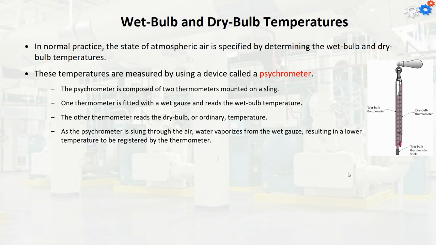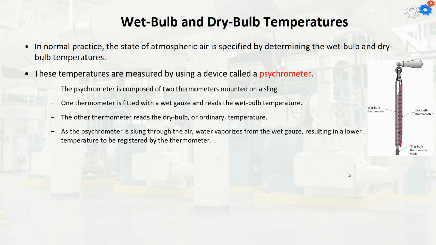One of them is going to be covered with a wick, and this wick needs to be wetted. So the one with the wet gauze or the wick is going to read the wet bulb temperature. What's happening is that the water will start to evaporate from this wetted gauze, and then we are going to measure the temperature of the moisture left on the wick. So it's going to be the wet bulb temperature.